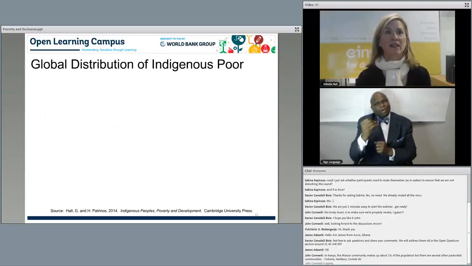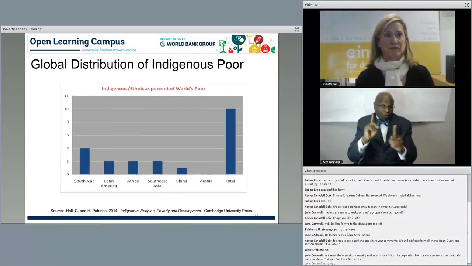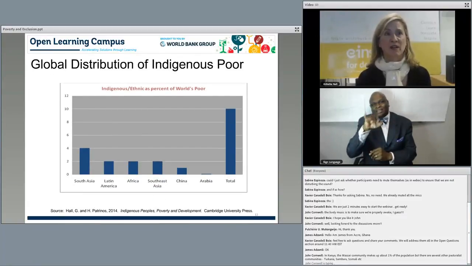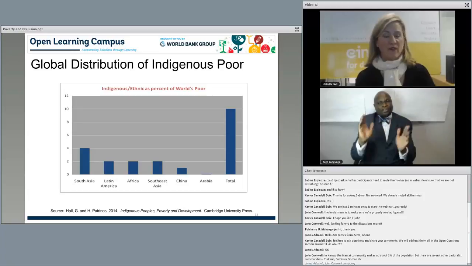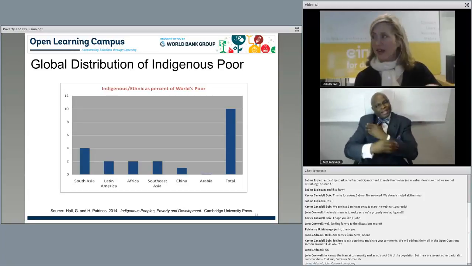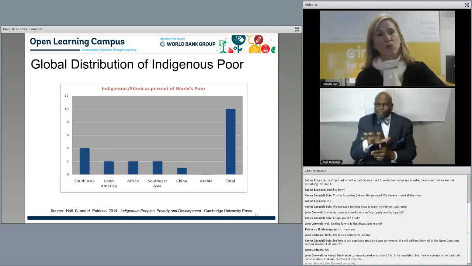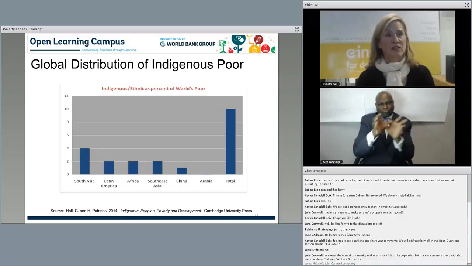So where are the indigenous poor? The indigenous poor are actually distributed a little bit more evenly. If we go with this total of 10%, representing 10% of the world's poor, 40% of those are in South Asia, 20% each in Latin America and Africa and Southeast Asia, and smaller in China. So if our interest is addressing poverty and indigenous peoples, we actually get a more equal spread across the regions, but a concentration in South Asia.